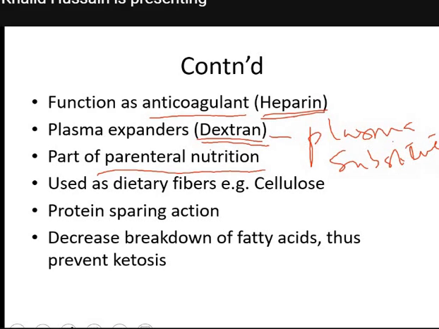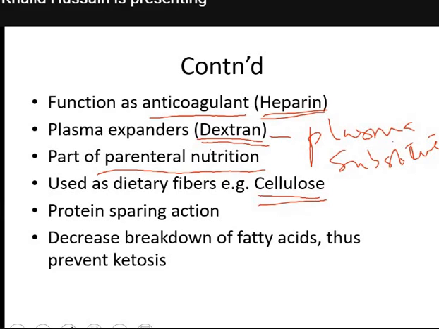Carbohydrates are also used as dietary fibers. Dietary fibers mean cellulose, and the human body cannot digest cellulose. So these act as dietary fibers. Dietary means food fibers, and they increase the bulk in our intestine, and in this way we can have regular stool passing. So for the treatment of constipation, we give dietary fibers.